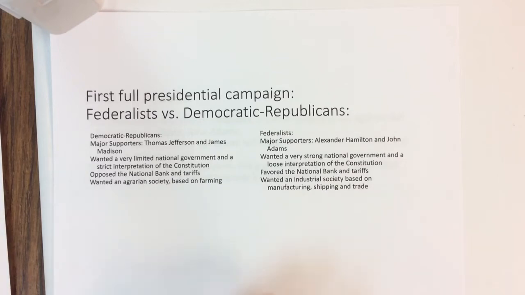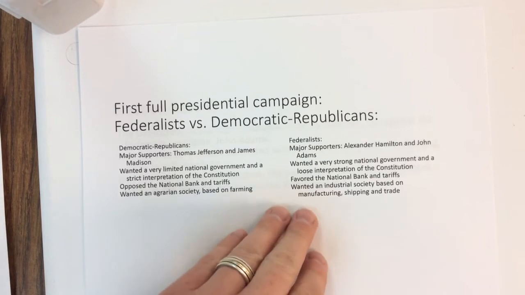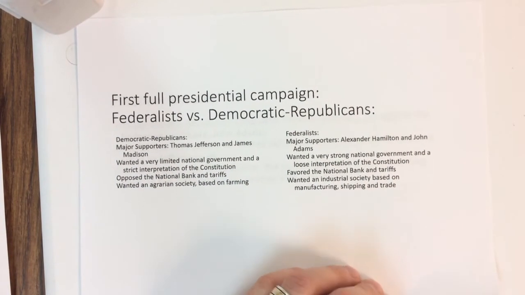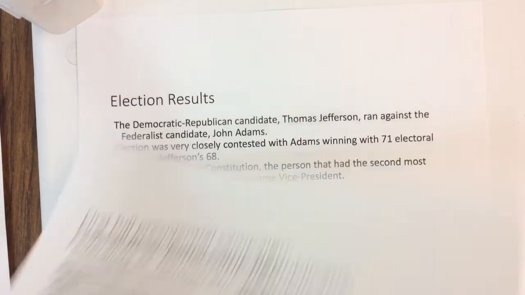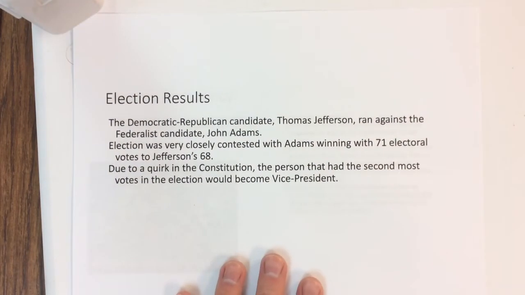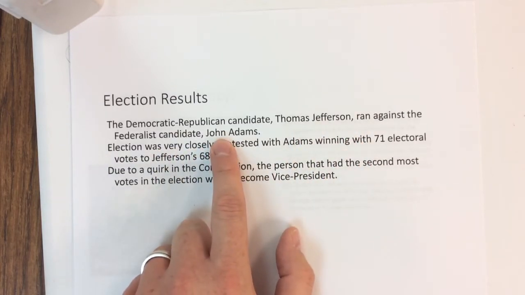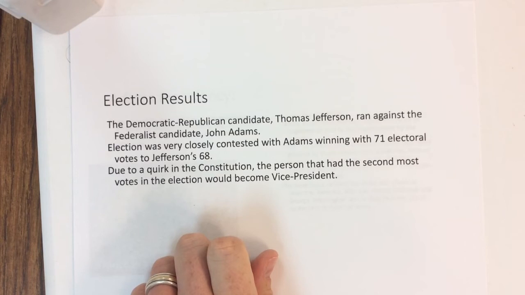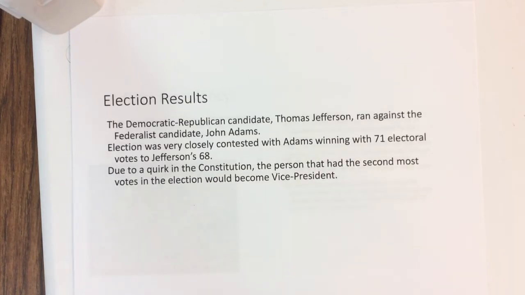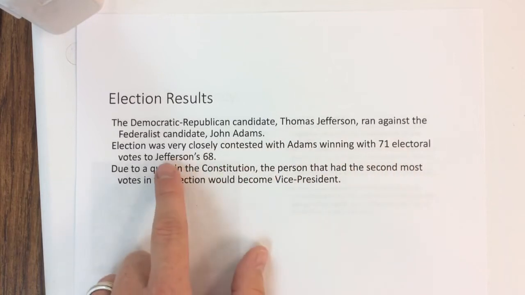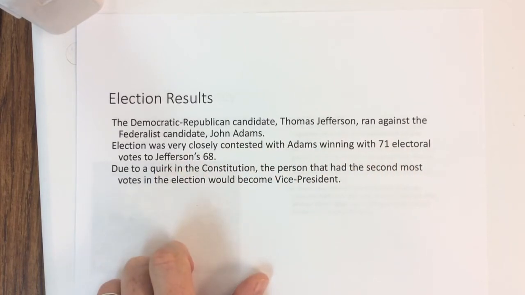So we had two very different ways of looking at how America should be run. Now, for the first real election, because the first couple of elections were, hey, Washington's running, everybody votes for Washington. Here, a Democratic Republican candidate, Thomas Jefferson, runs against the Federalist candidate, John Adams. The election is very closely contested, and Jefferson wins the South, Adams wins the North, and the northern states had a bigger population, so Adams wins the Electoral College as well, 71 to 68.